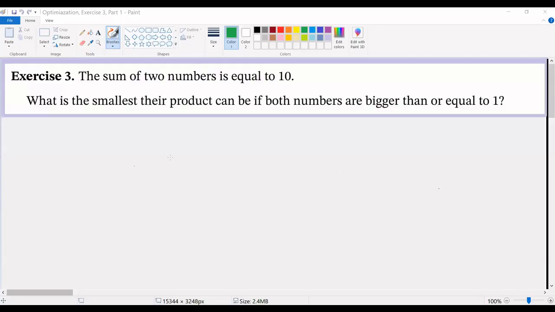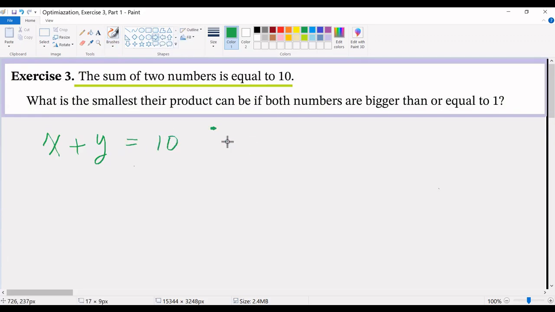Here we go again. In this optimization problem, we're going to look at: the sum of two numbers is equal to 10. And what is the smallest their product can be if both numbers are bigger than or equal to 1? First, we're going to look at the sum of the two numbers being equal to 10. So we're going to arbitrarily choose the variables x and y and set x plus y equal to 10.